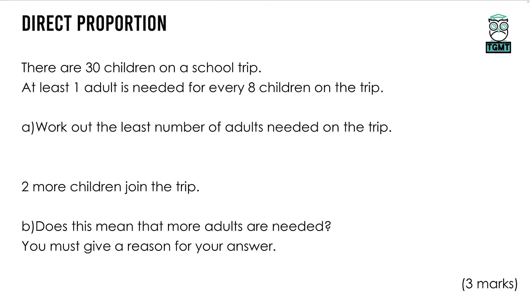Looking at some direct proportion here in context, it says that there are 30 children on a school trip. At least one adult is needed for every 8 children on the trip. Work out the least number of adults needed on the trip.